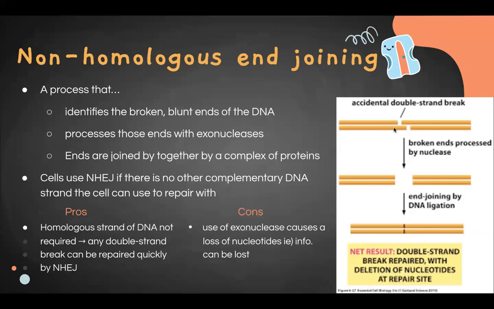However, since you have to cut off pieces of DNA within the strand in order to get rid of the overhanging pieces, so that they have flat ends that can be joined by this process, there's going to be some DNA that's cut out. And so there's going to be a loss of nucleotides every time this process is used. As the figure on the right says, there's going to be a deletion of nucleotides at the repair site.